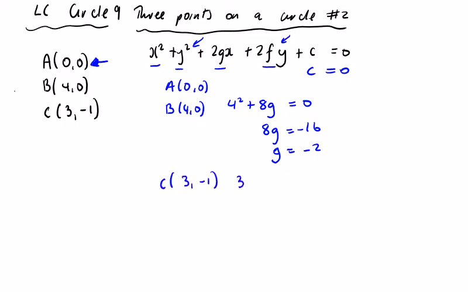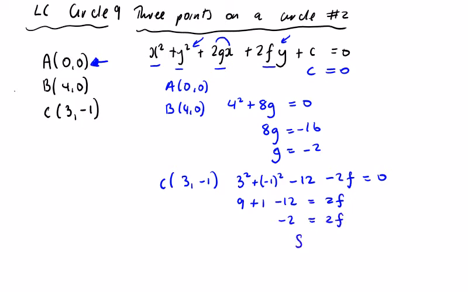So we're going to get 3 squared plus minus 1 squared. And we have g as minus 2, so we have 2 by 3, 2 by the x is the 2 by the 3, 6 by minus 2 is minus 12. And then we're going to have minus 2f equals 0. So we're going to get 9 plus 1 minus 12 is equal to 2f. So we're going to get minus 2 is equal to 2f. So f is equal to minus 1.